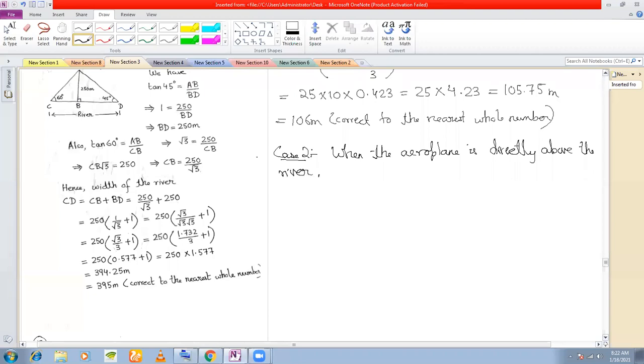So what should be your diagram? As I told you, you will have this as your river. Okay, and you have your aeroplane directly above this river. Say here, this is my A, this is my aeroplane. An observer on the aeroplane observes the banks of the river. That means what are the lines of sight? From A, you have this line of sight, and again from A here, you have another line of sight.